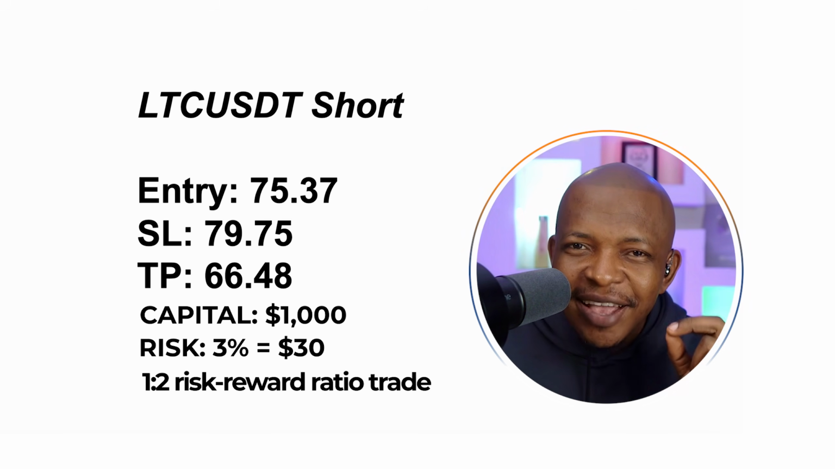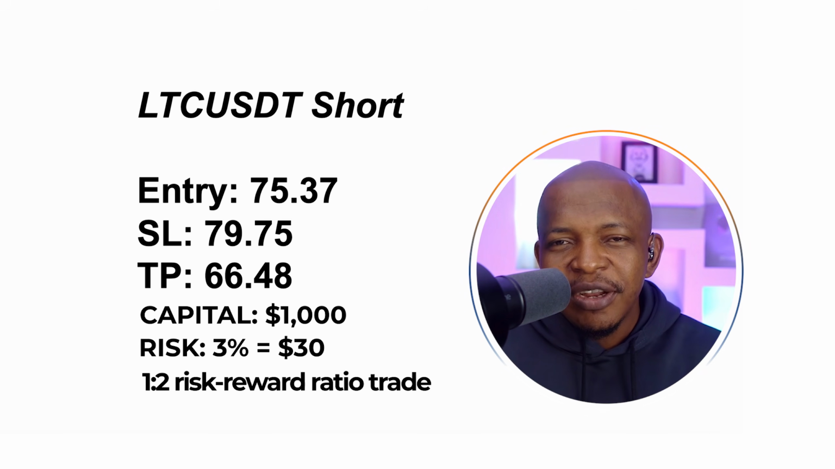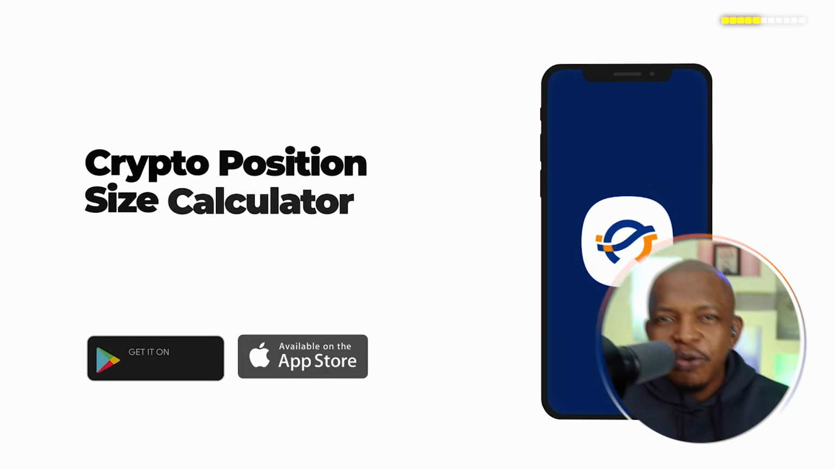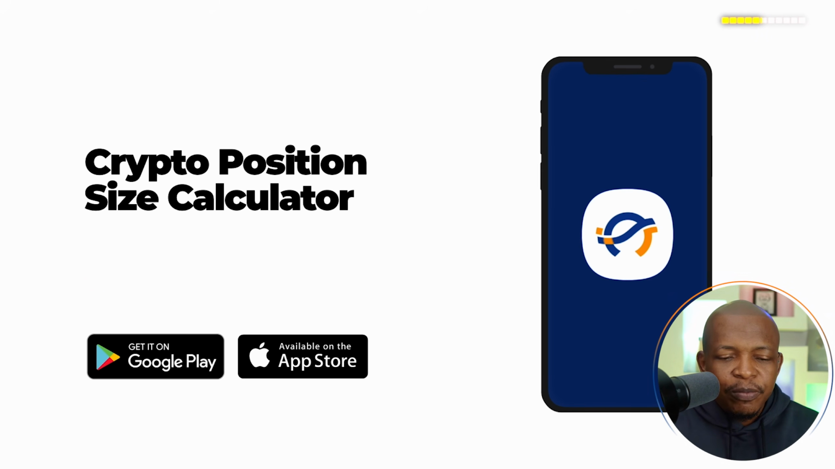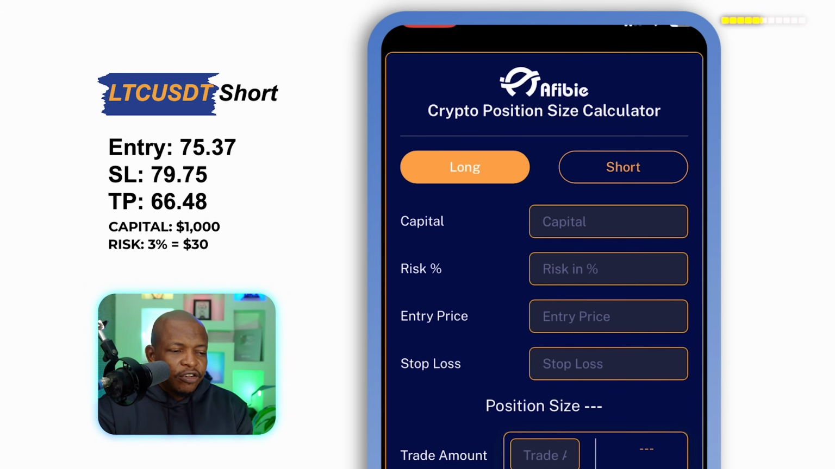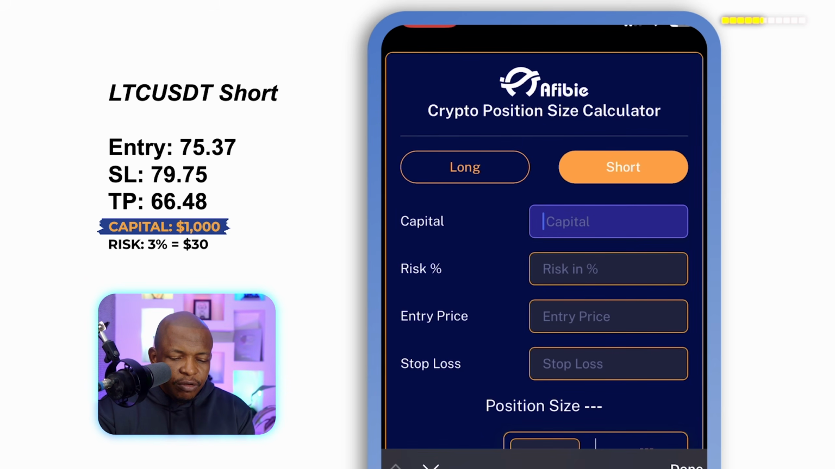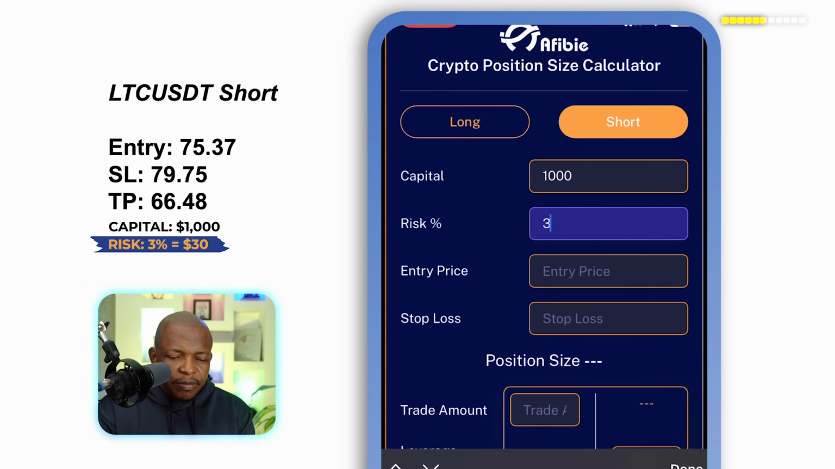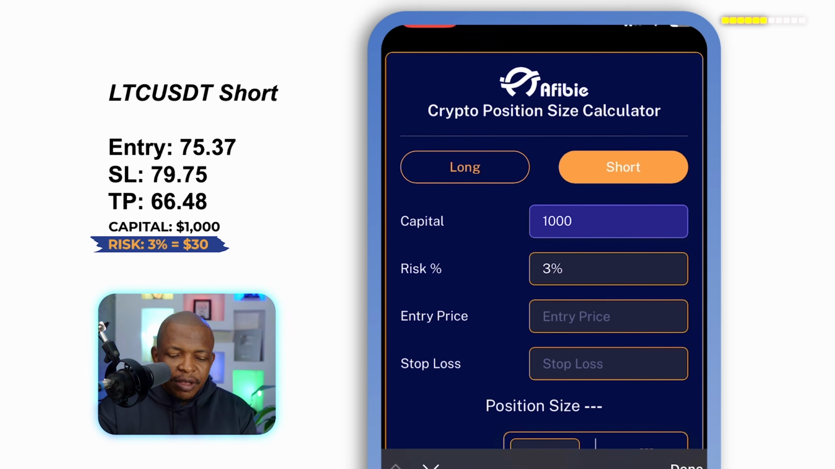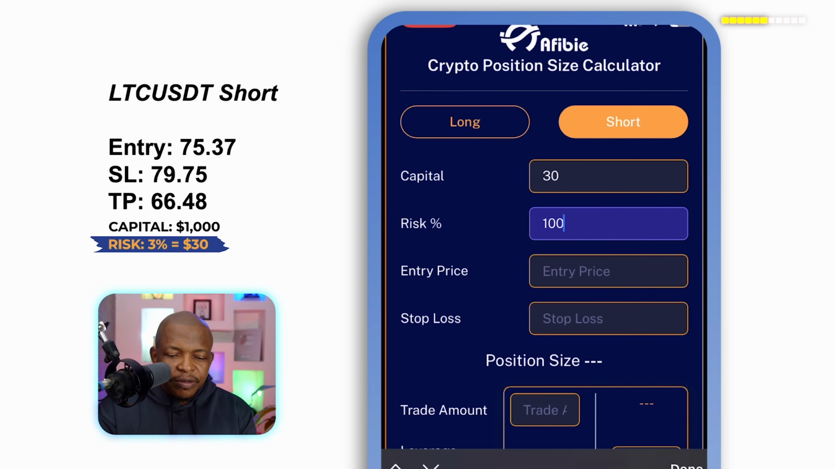To know the exact leverage I will use for this trade, I will use the Crypto Position Size Calculator. So this is the app. The signal is a short signal, so I'm going to click on shorts. Then my capital is $1,000, so enter $1,000 here. My risk is 3%, I enter 3%. Now another way you can do this is, since we already know my risk is $30, in capital I can enter $30, and in risk I'll enter 100%, so it is the same thing.